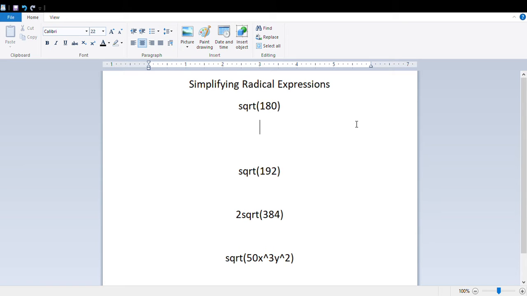Our first question is square root of 180. Just a quick reminder guys, I know I've done this in other videos, but to reiterate: whenever I have a sqrt or SQRT, that always means square root, and then whatever is inside the parentheses. This is basically saying the square root of 180. So let's do this.